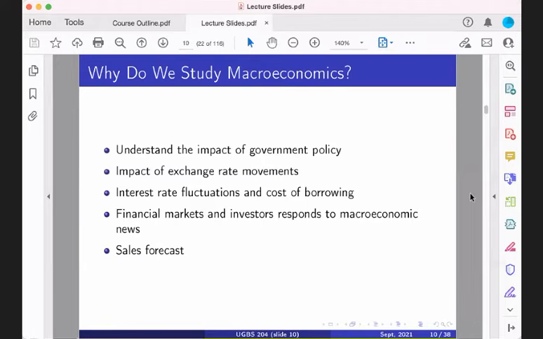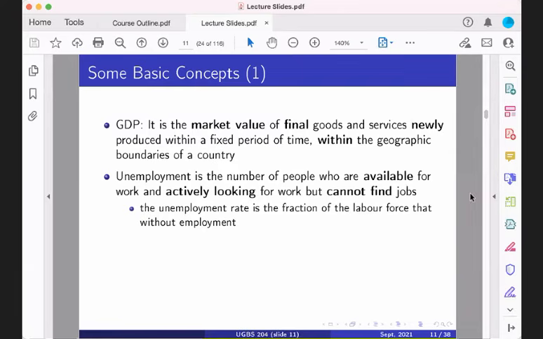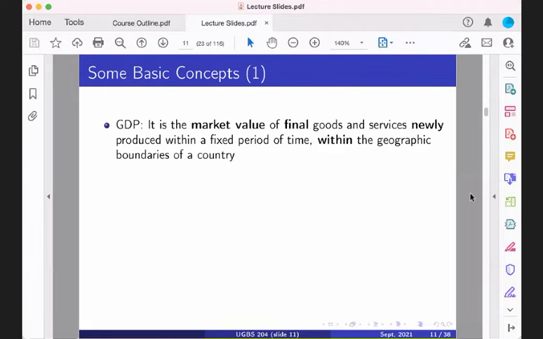So let's move on. Let's start by looking at some of the basic concepts that we'll be using throughout the class. The first one we'll be looking at is GDP. I already gave you an idea of what GDP is. We are looking at the market value of final goods and services newly produced within a fixed period of time and within the geographical boundaries of a country. So the keywords are those.